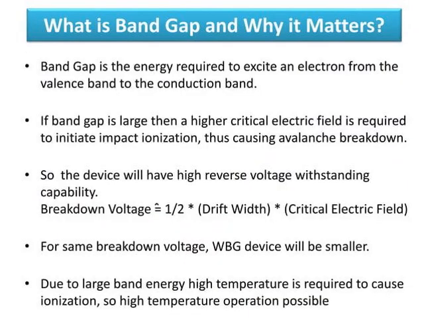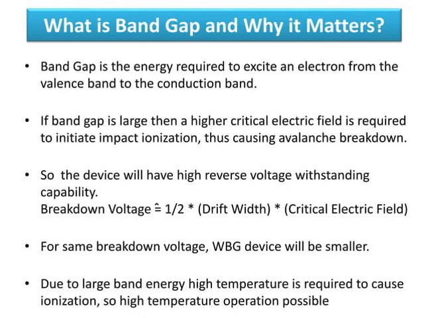So what is band gap and why is it so important? Band gap is nothing but the energy that is required to excite an electron from the valence band to the conduction band. This energy must be adequate to agitate the electron to move from valence band to conduction band. Hence the conduction of the electron is happening and we can get the current from that. If the band gap is very large, then a critical electrical field will be very high in order to initiate the impact ionization. This may cause a very huge avalanche breakdown. So these devices have very high reverse voltage withstanding capability.